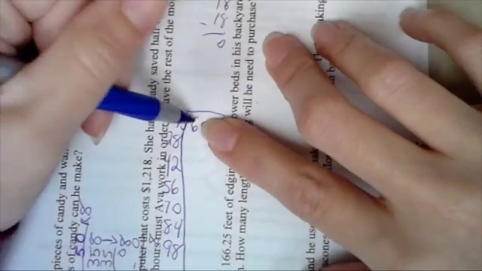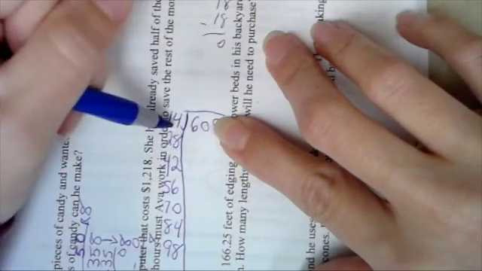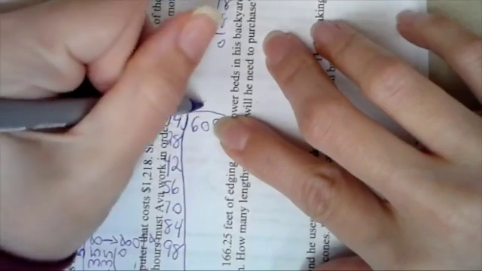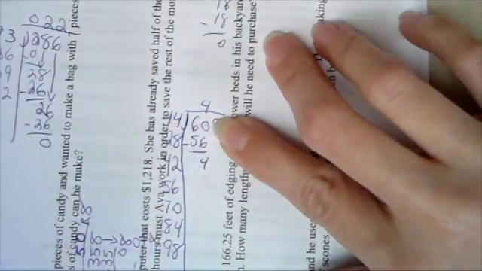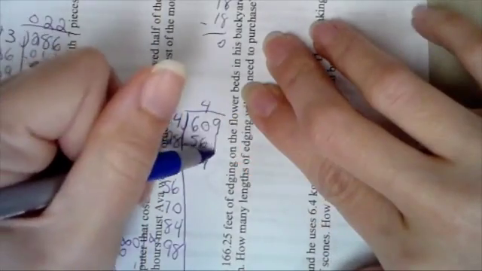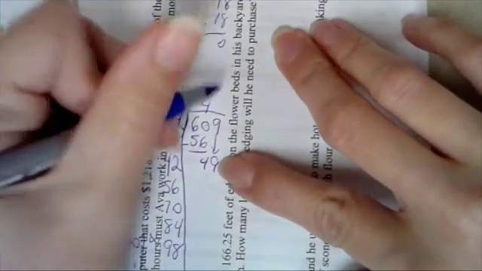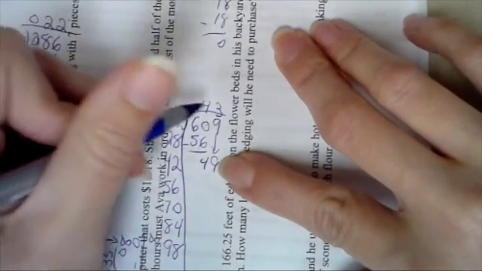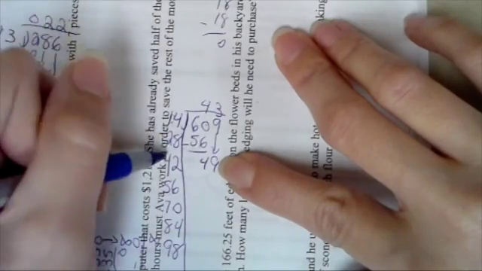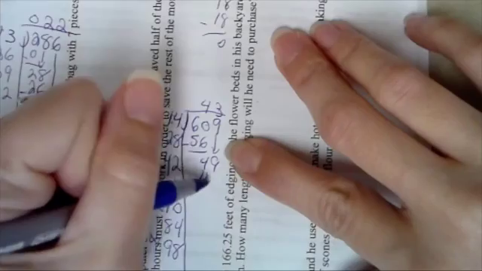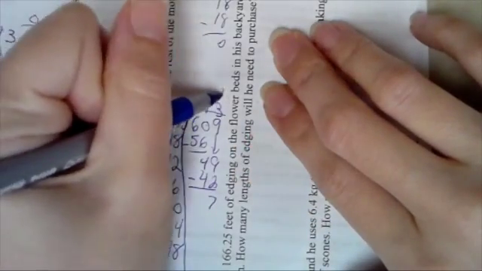6 divided by 14 can't do it. 60 divided by 14 is 1, 2, 3, 4th multiple. Subtract and get 4. That is less, so I can bring down the 9. That is the 3rd multiple. So 3 times 14, 3rd multiple, 42. Subtract, 7. So we have 43, remainder 7.